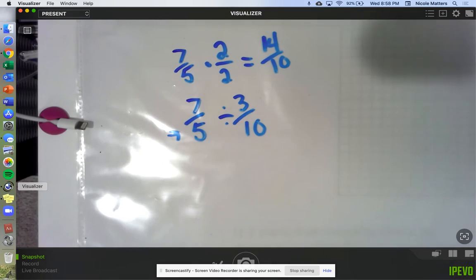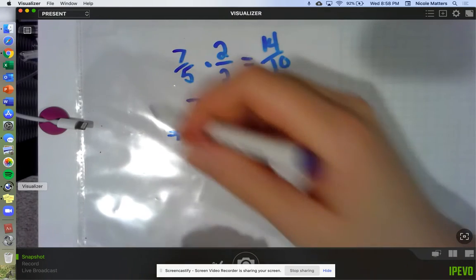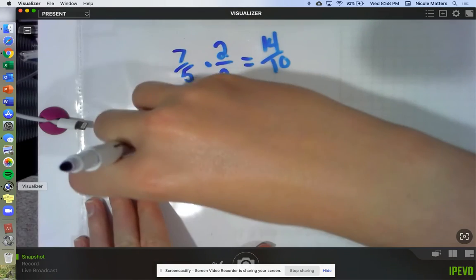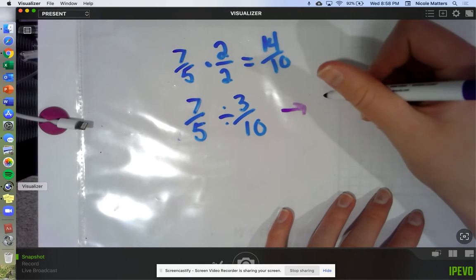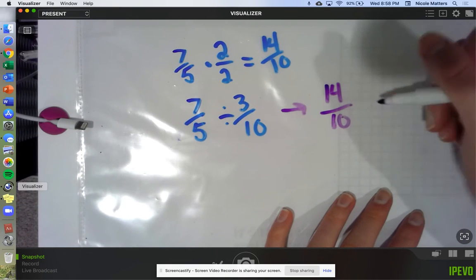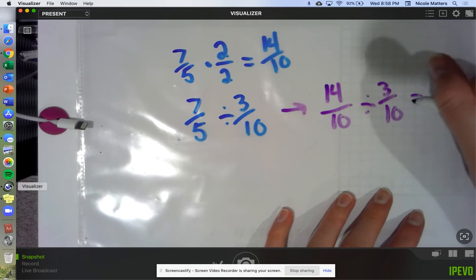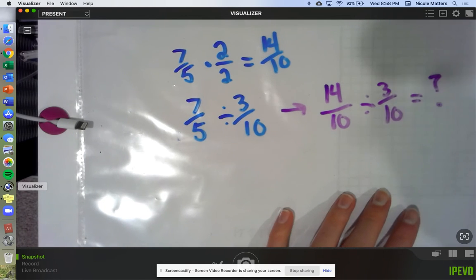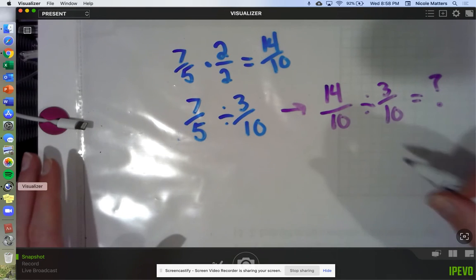So let's write the new problem in a different color. Here is my new problem. I'm going to erase that arrow so it doesn't confuse you. My new problem is 14 tenths divided by 3 tenths equals question mark. And I know that I can now solve this expression because my denominators are common. They're the same. So the next thing I need to do is make my tape diagram.